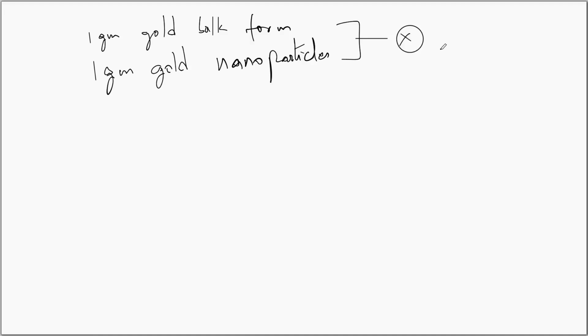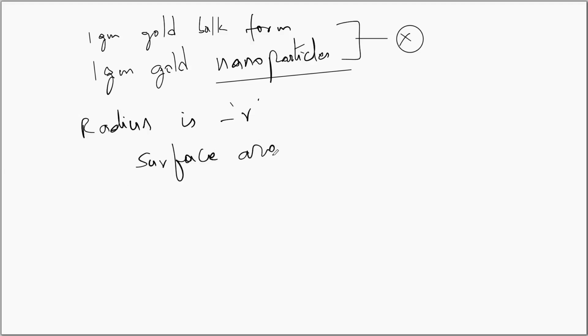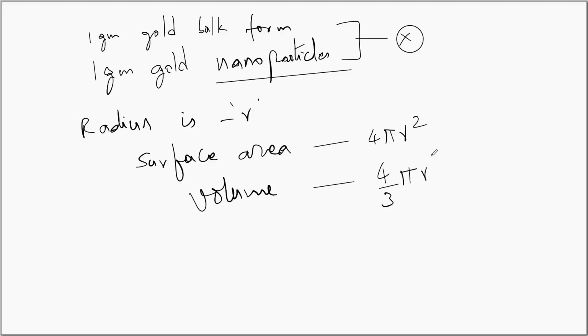The main reason for this could be the increased surface area to volume ratio in the case of nanoparticles. Suppose you have a material in the form of a sphere whose radius is say r units. Now what is its surface area? Surface area of a sphere is known to us, it is 4 pi r square. And what is the volume? The volume of the sphere is also known to us, it is 4/3 pi r cube.